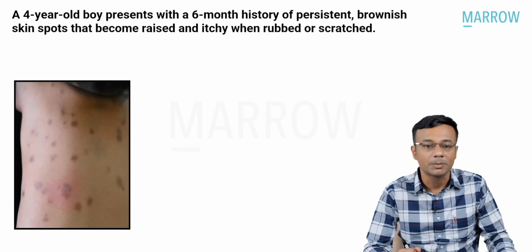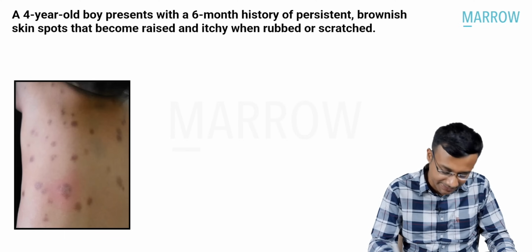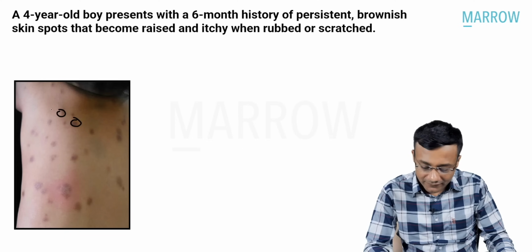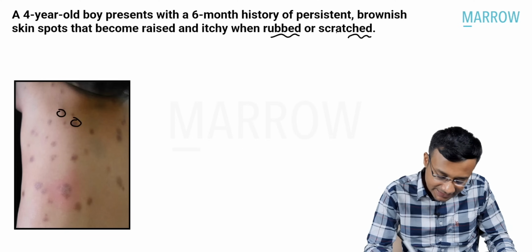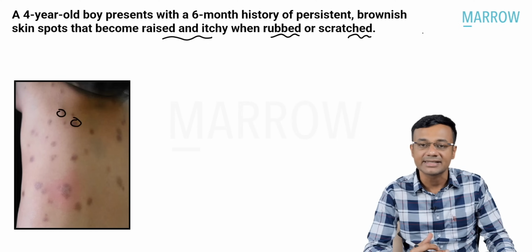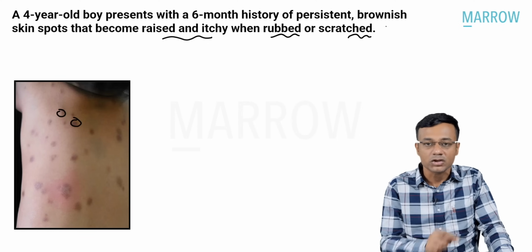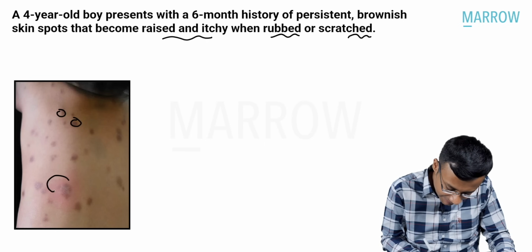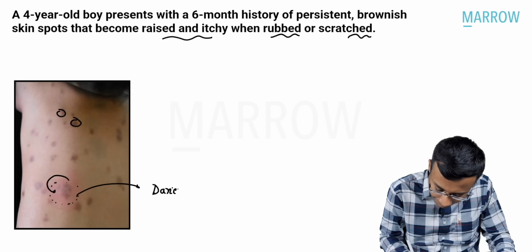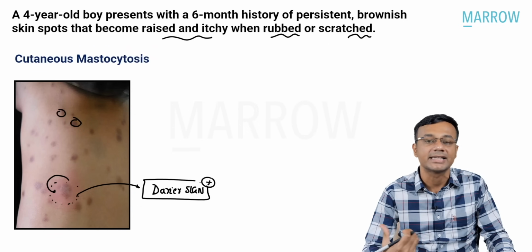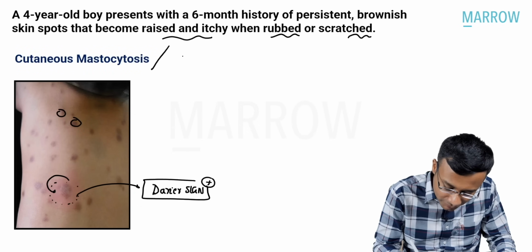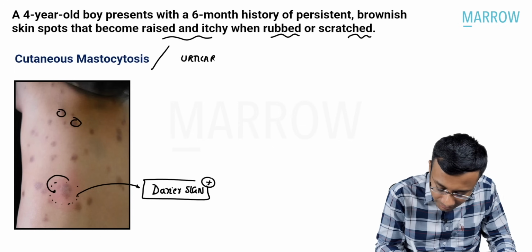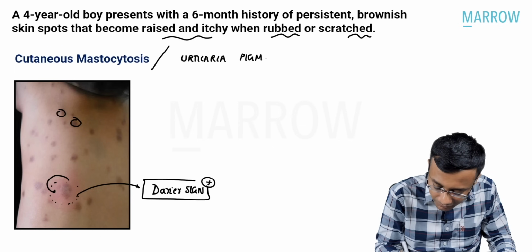Next, we have a 4-year-old boy who presents with 6-month history of persistent brownish skin spots. So you can see these brownish skin spots over here. Whenever these lesions are rubbed or scratched, they become raised and itchy. What could be there inside the skin lesion? Probably there are mast cells in this lesion. So when you scratch them, what happens is histamine is released and it produces erythema with the urticarial halo. Clinically, we call this as Darier sign. And this disease where mast cells are proliferating in the skin is referred to as cutaneous mastocytosis, also referred to as Urticaria pigmentosa.